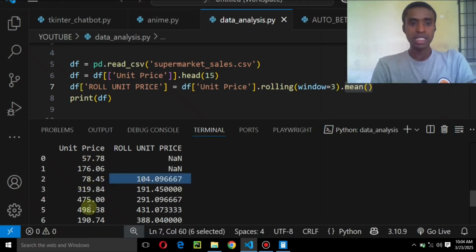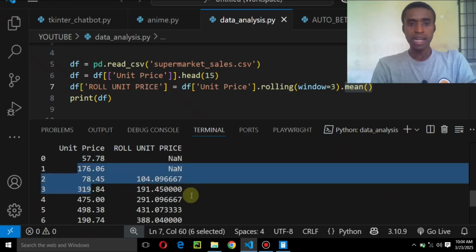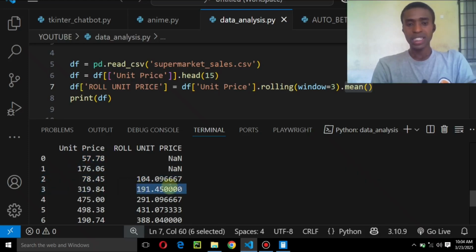So we actually did the same thing for each row when it came to this fourth row. It's going to take this current fourth row that it is on, and take 2 extra rows on top of it. So it took this one and this other one while neglecting this one. So it did 1, 2, 3, and then it took the mean to get this output.